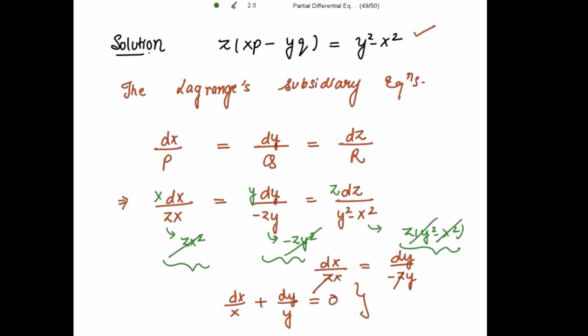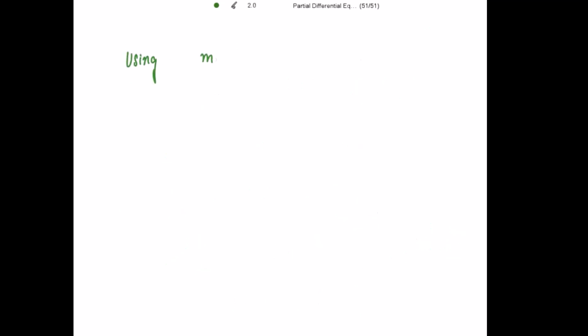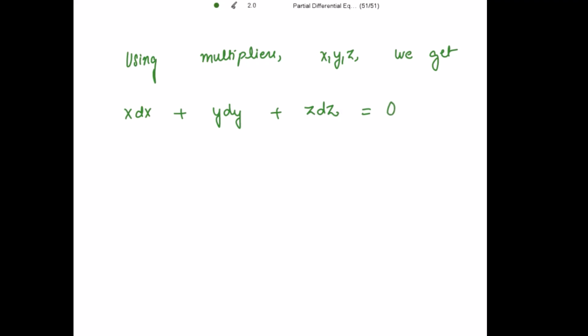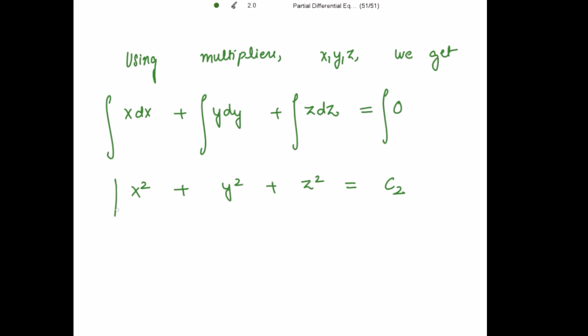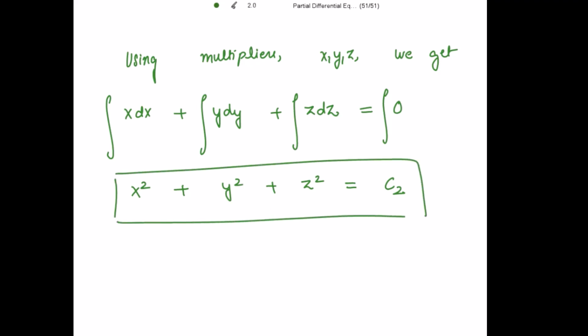So let's add these. Using the multipliers x, y, z, we get x dx plus y dy plus z dz equal to 0. And what we get on integration is x square plus y square plus z square equal to, let me take the constant to be c2 here. So this is another solution we have got from the auxiliary equations or the Lagrange subsidiary equations.